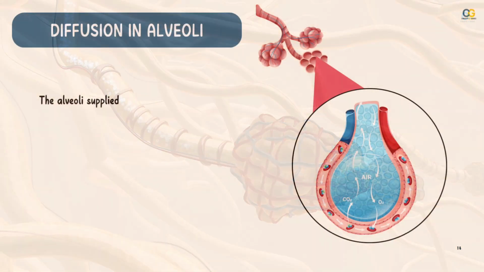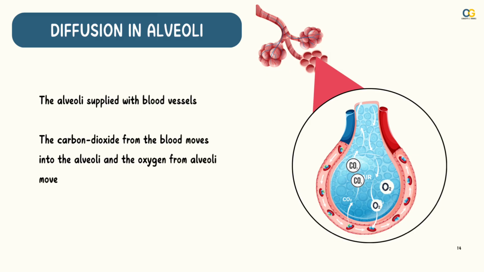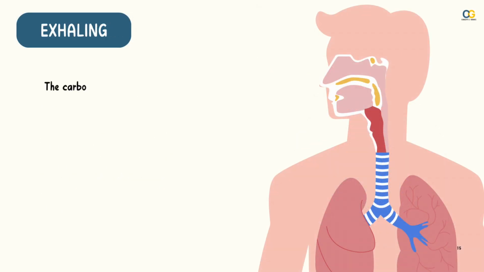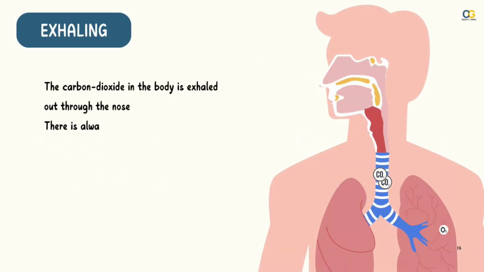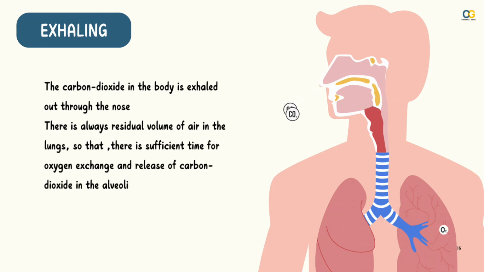The alveoli are supplied with blood vessels. The carbon dioxide from the blood moves into the alveoli and the oxygen from the alveoli moves into the bloodstream for further transportation into the body. Carbon dioxide in the body is exhaled out through the nose, and there is always some residual amount of air in the lungs so that there is sufficient time for oxygen exchange and release of carbon dioxide in the alveoli.